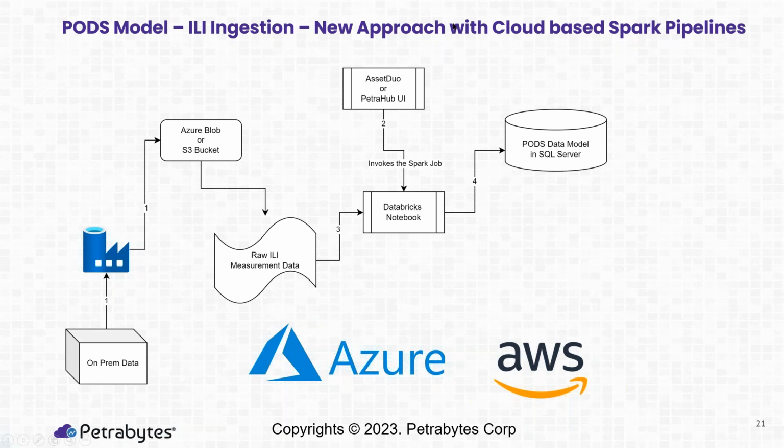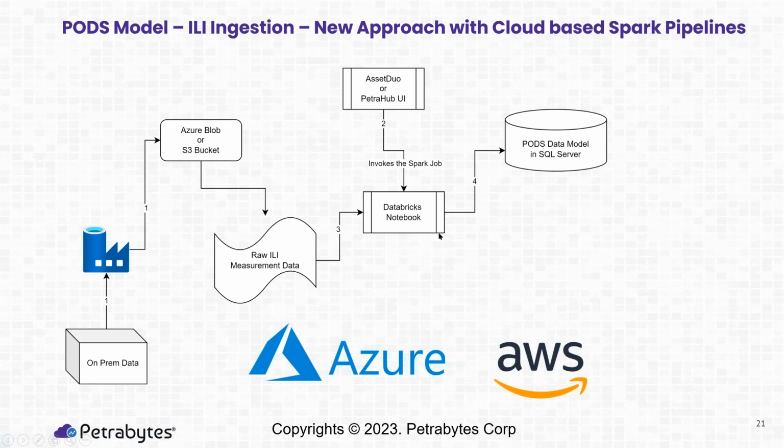Here is an example workflow in Azure, how we have implemented it. This is your on-prem data that you're gathering from all your networks. Using Azure Data Factory, we can push the data to the blob. In this case, it's basically the Azure Gen 2 location. And then here you get all the raw ILI data. Essentially, these are all the files that are aggregated.